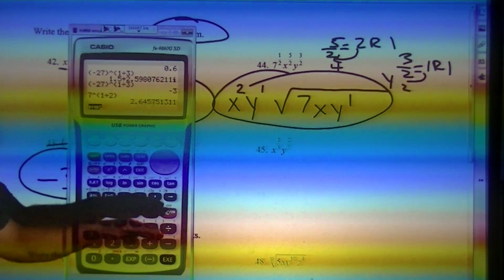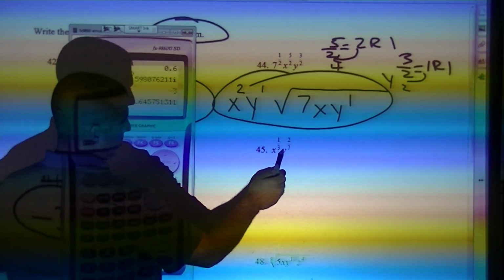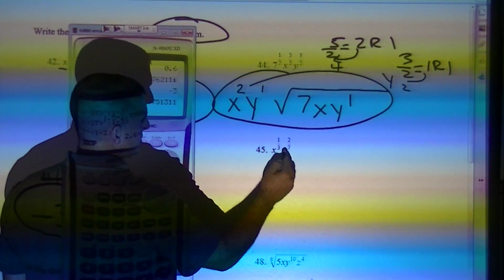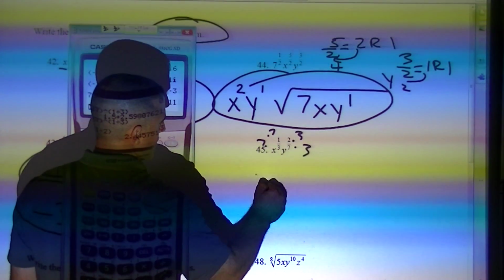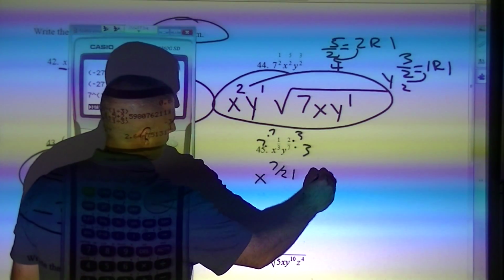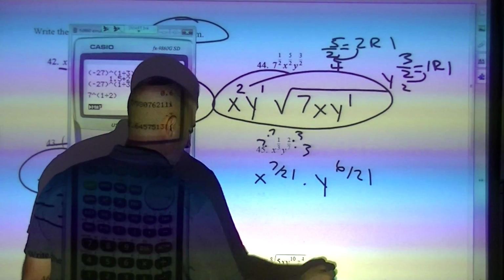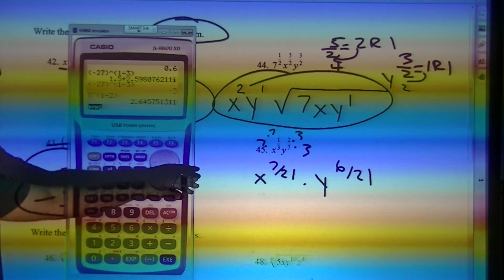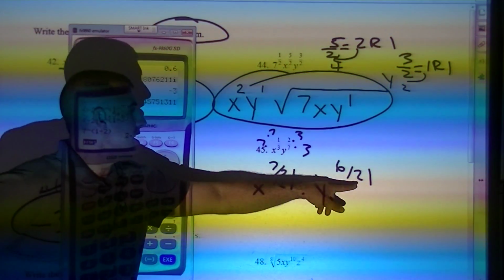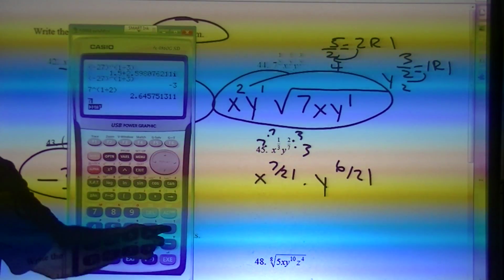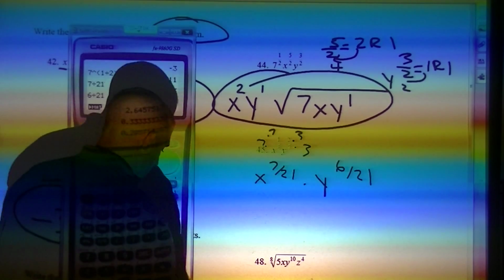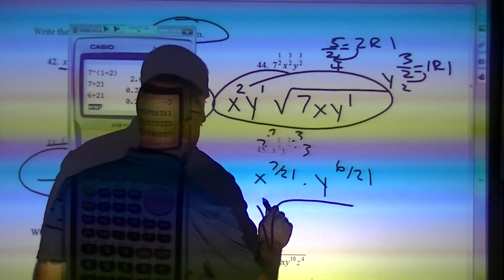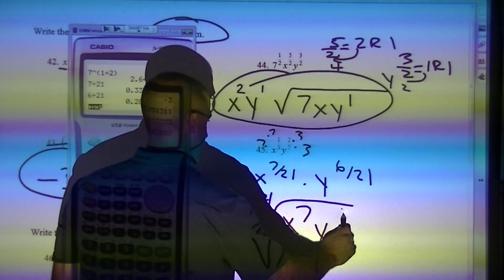Okay, 45. Those are not the same. So things that make sense would be to get this to be 21. So I'm going to multiply this by 7. Multiply this by 3. So I got x to the 7, 21, y to the 6, 21. Now, if you divide those, the good rule of thumb is if this is smaller than this, they're going to stay in there. Right? So 7 divided by 21 and 6 divided by 21 both have the zeros. So the big thing is you put 21 as the root, 7 and 6.